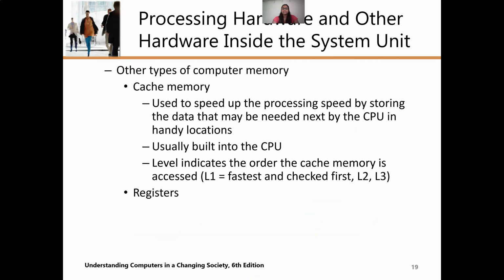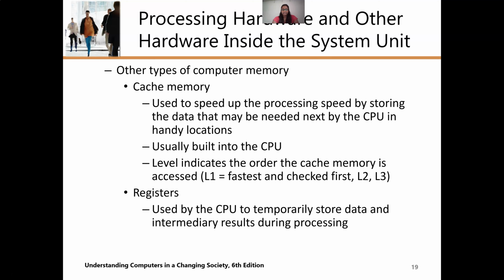Cache memory is used to speed up the processing by storing the data that may be needed next by the CPU in handy locations. It is usually built inside the CPU. And there are registers, which temporarily store the data and intermediate results during processing.